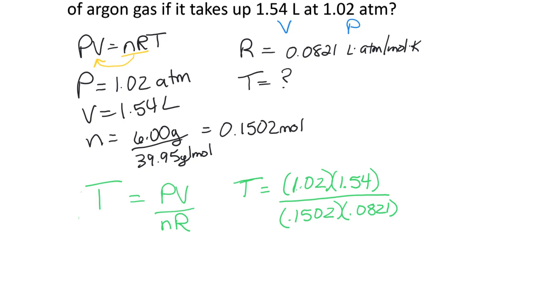Now you can do this in one fell swoop on the calculator. So you take 1.02 times 1.54, then you divide it by 0.1502, hit the enter or the equal sign, and then do another division. So divide by 0.0821. When you do that, you get 127 Kelvin. Now remember, it asked for it in degrees Celsius. So I need to take 127 minus 273, and I get negative 146 degrees Celsius. Okay, hopefully that was easy enough for you.